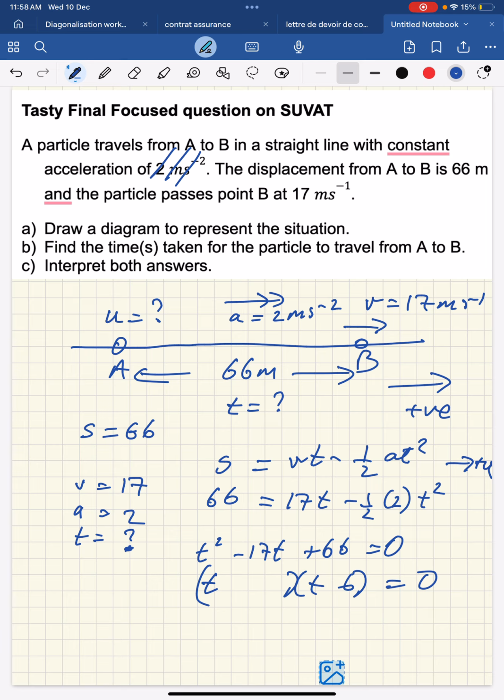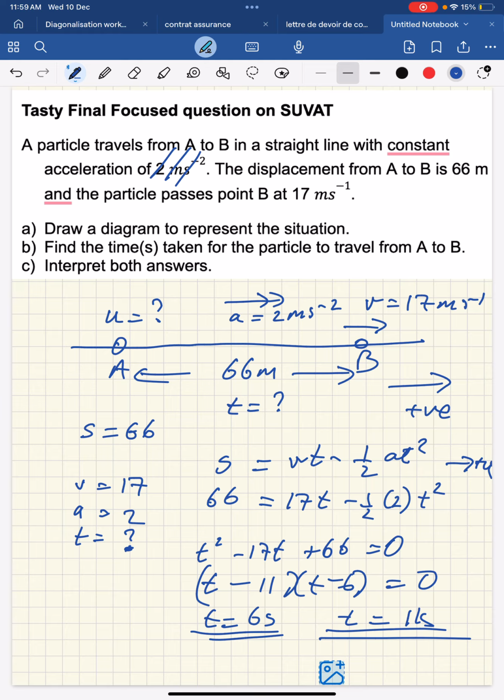6 times 11 is 66, both negative. So it's interesting, you get 2 times. T equals 6 seconds and T equals 11 seconds. Now that's a bit strange, right? Because how can you have 2 different times? Usually when you have a quadratic to solve in T, one's negative, which we discard, and one's positive. But both of these answers actually make sense.